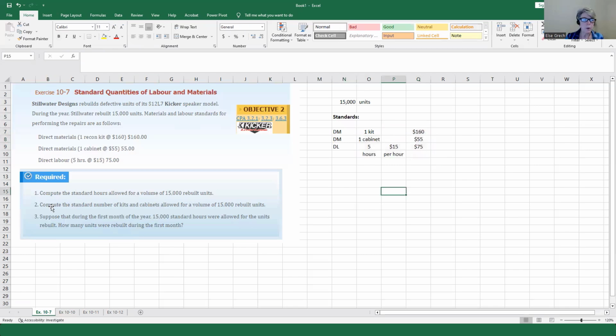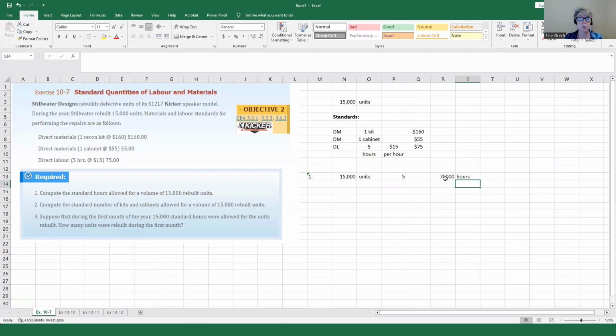There we go. So now it says compute the standard hours allowed for a volume of 15,000 rebuilt units. Item number 1. I know that we rebuilt 15,000 units. How many hours should that have taken us? So I take the 5 standard hours, and the number of hours that it should take us to rebuild 15,000 units is 75,000 hours. So this is the standard. Now I can say, how many hours did it actually take us? If it took us 69,000, yay, pat us on the back. But if it took us 82,000, then I need to know why.